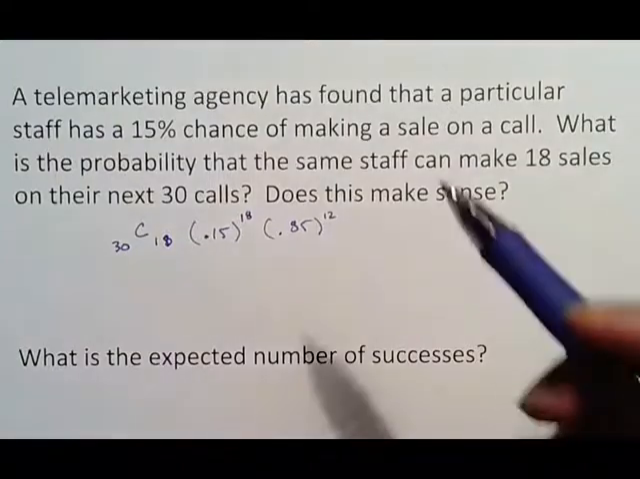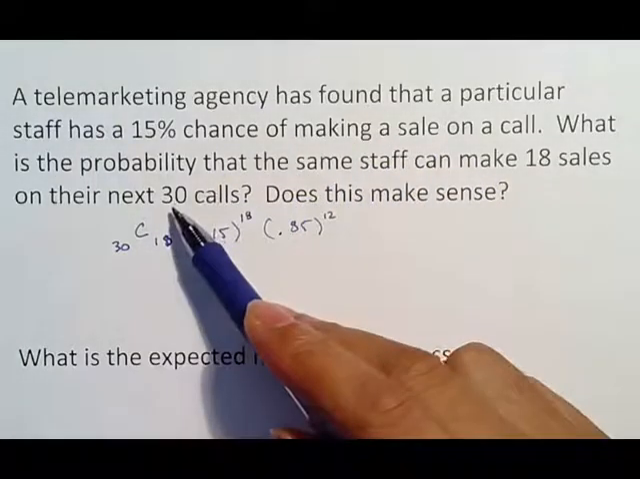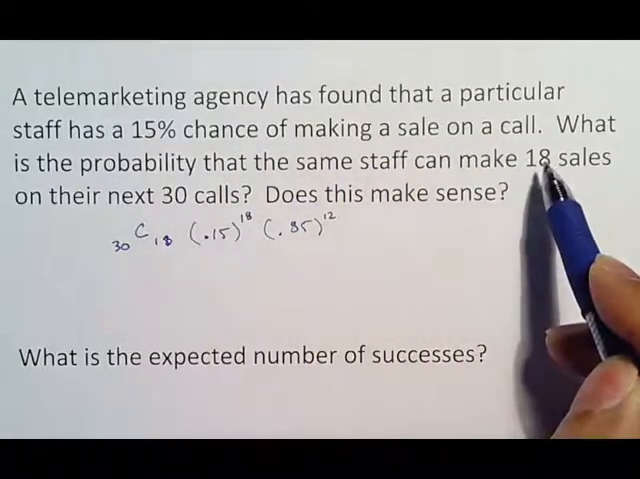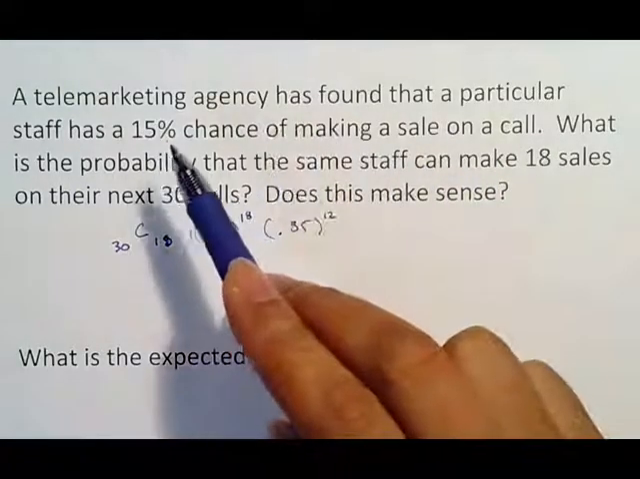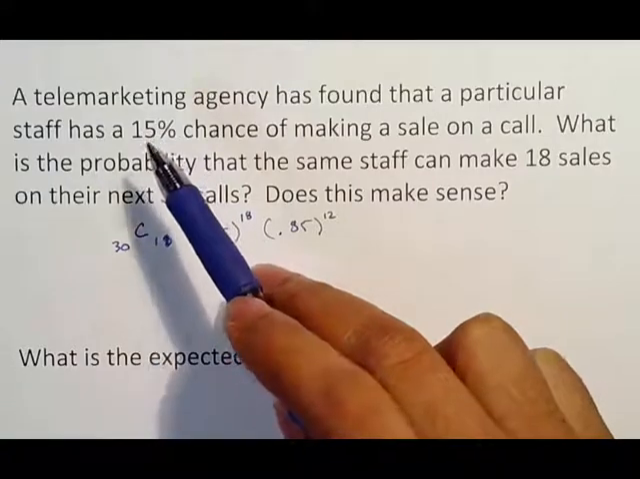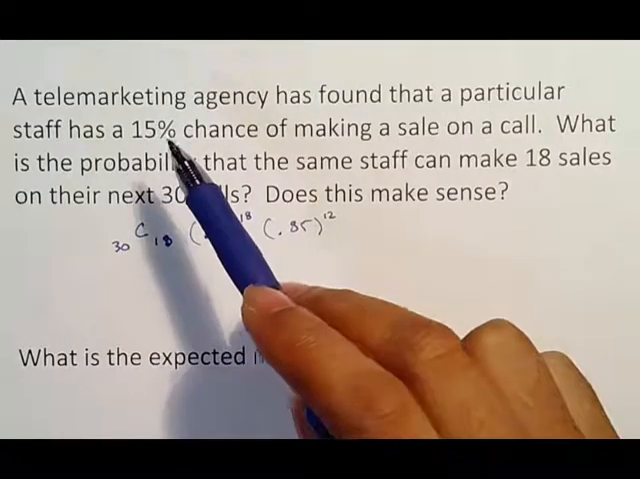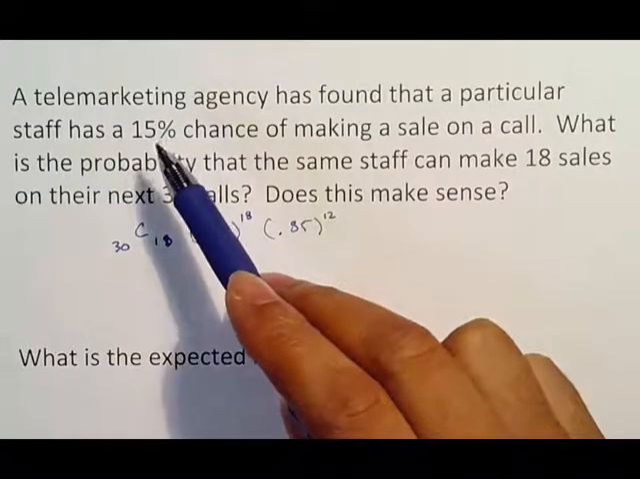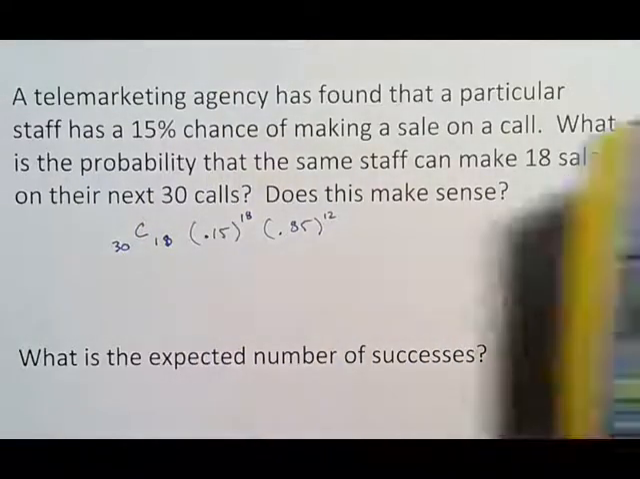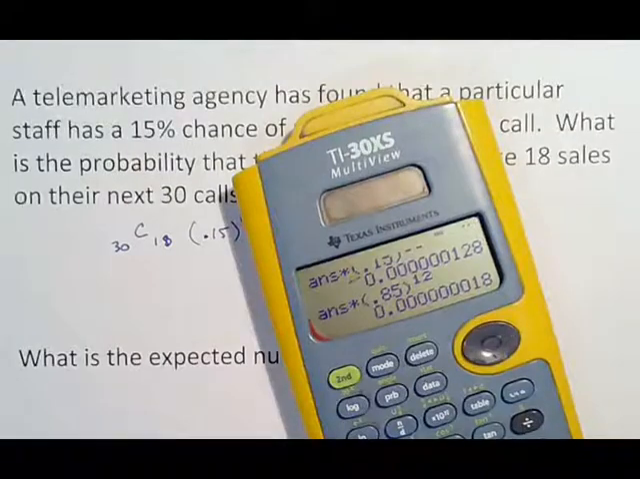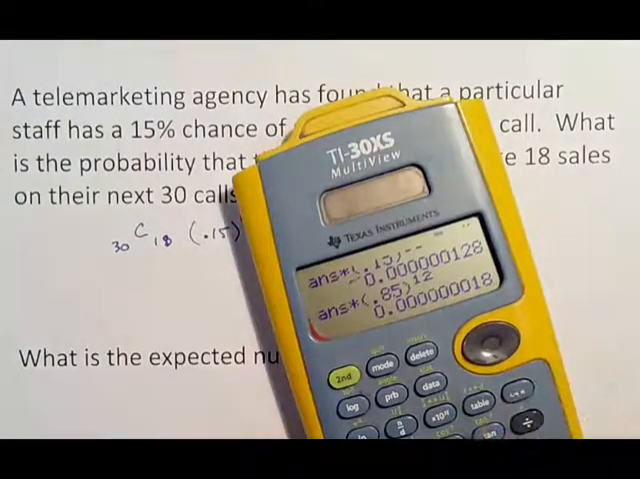Well, let's think about it. 30 calls, you want 18 to be successful. That's over 50%. The actual number for this staff is 15% success. So what's the chance of a staff that has 15% success making 18 out of 30 calls work? It's very, very low, which is why you get this answer here.